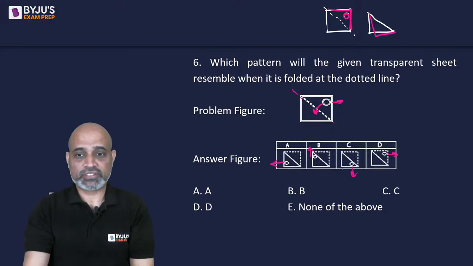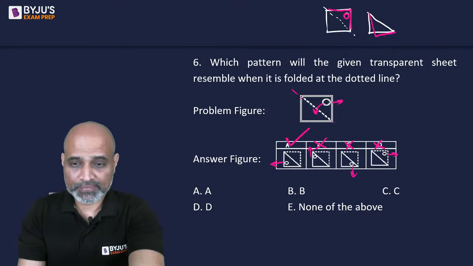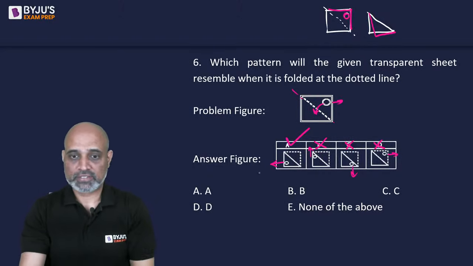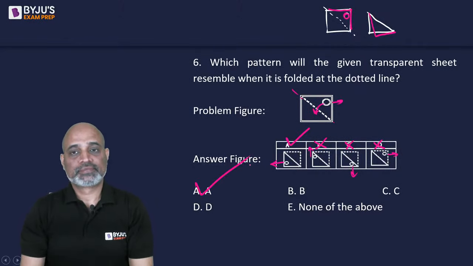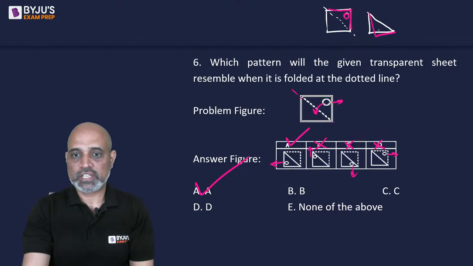Definitely not along this, right? So B and C are not happening, and it won't stay at D. So there is only one option that makes sense. A? Yes, good. So this will come here.